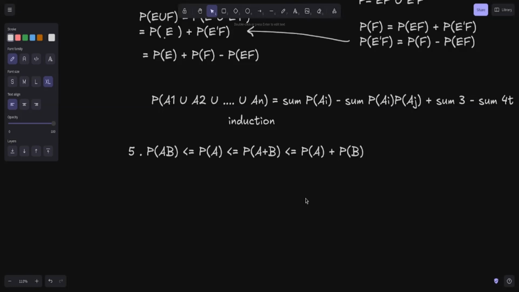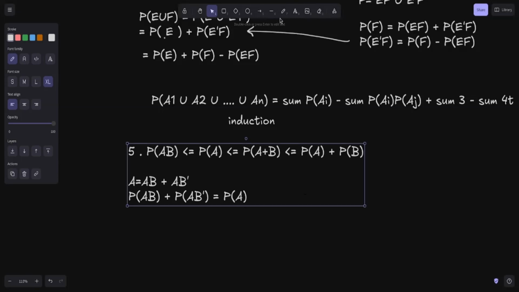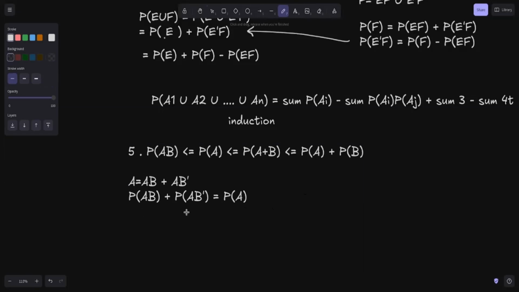Okay, how do we prove this? Like we showed earlier, we can also write A is equal to AB plus AB dash. We take the probability on both sides, and using axiom 3, we can write P(AB) plus P(AB dash) equal to P(A). Simple logic. So P(AB) has to be less than P(A), otherwise this equation does not stand true, right? P(AB) plus something is P(A). So this part has been proved.